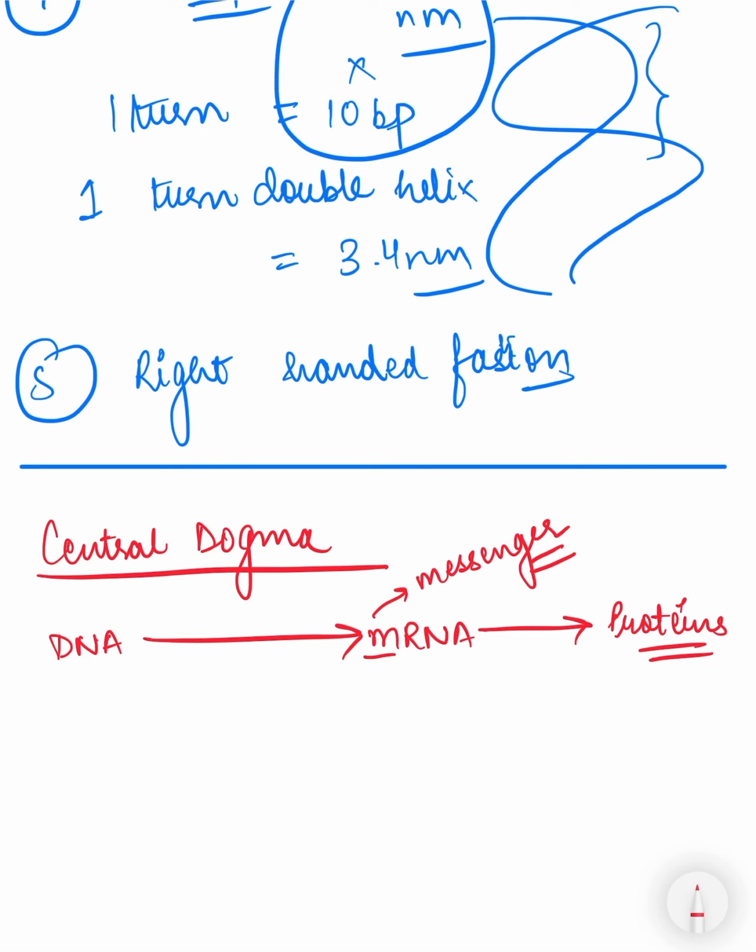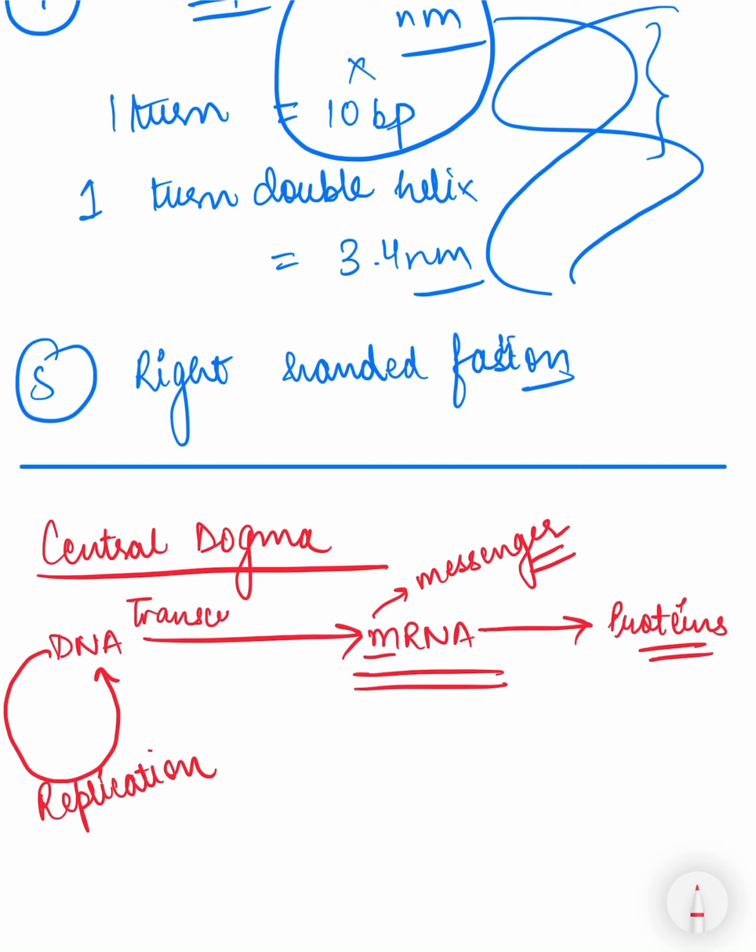Now, let's talk about the processes involved here. DNA can replicate itself. DNA can make copies of itself by a process called replication. When the DNA makes mRNA, messenger RNA, we call that process transcription, because the information is being transcribed here in the form of mRNA. Now, making proteins from the mRNA, we call this process translation. This is what central dogma states.